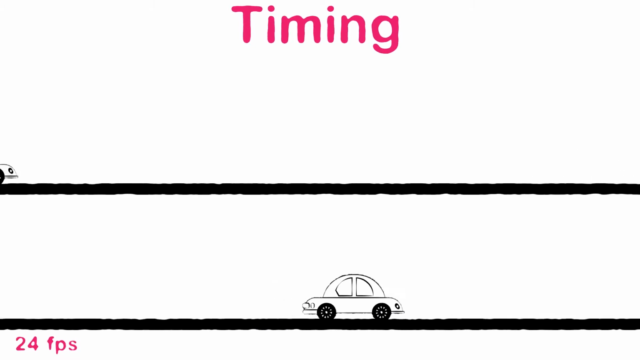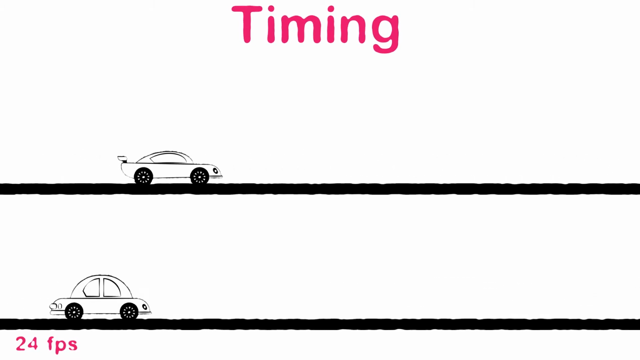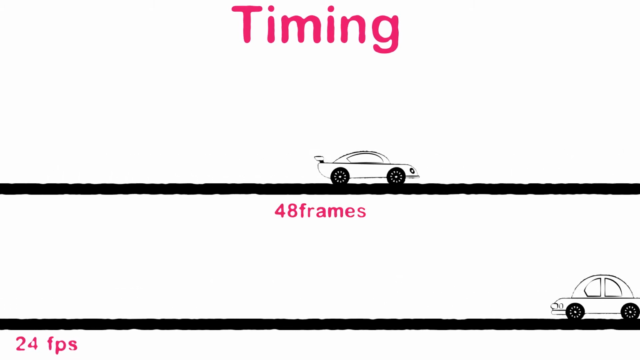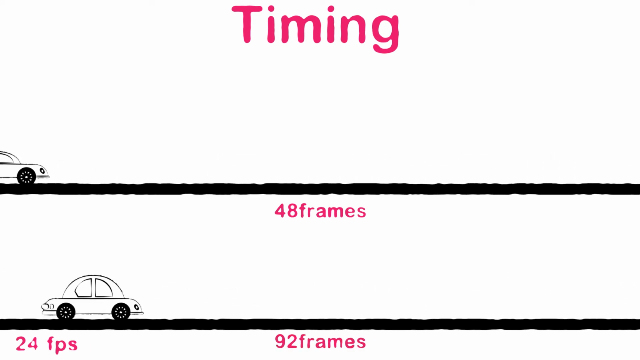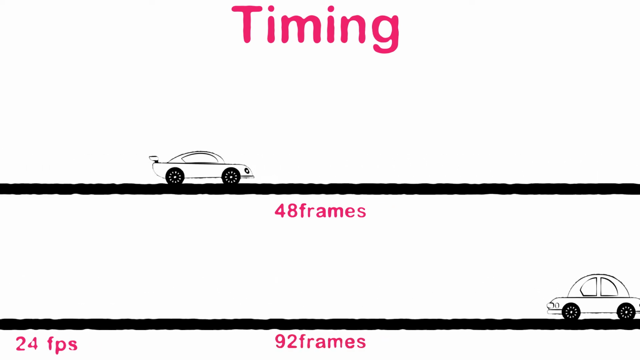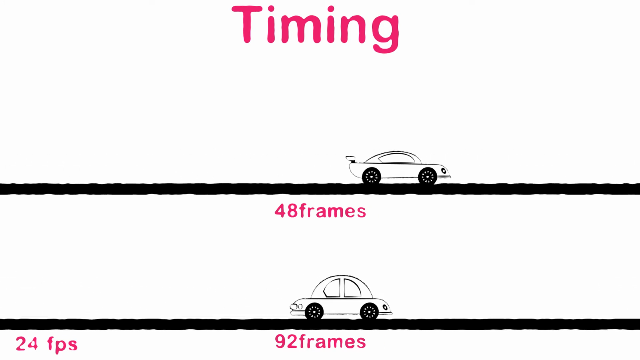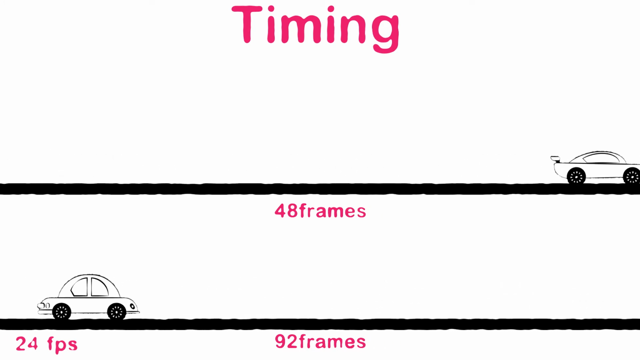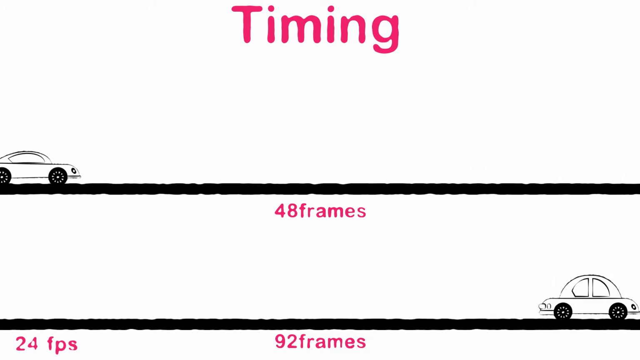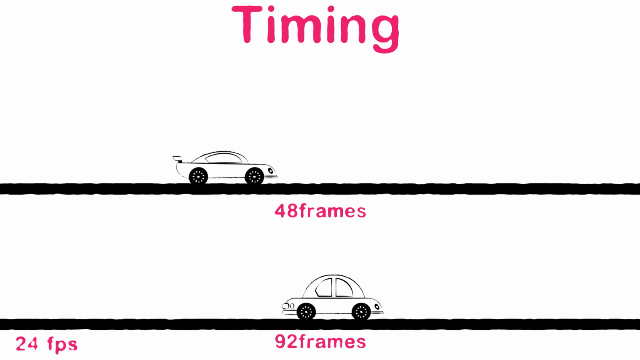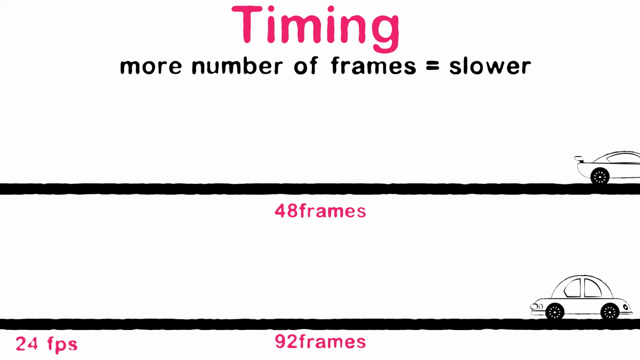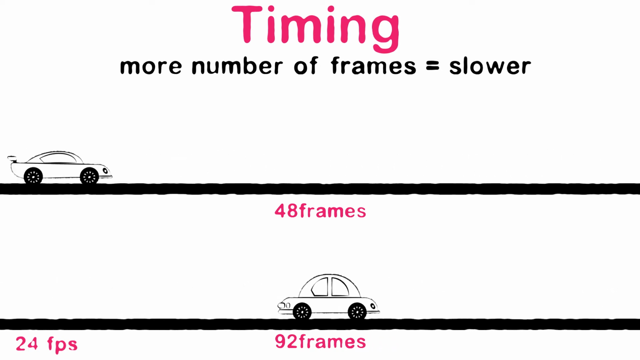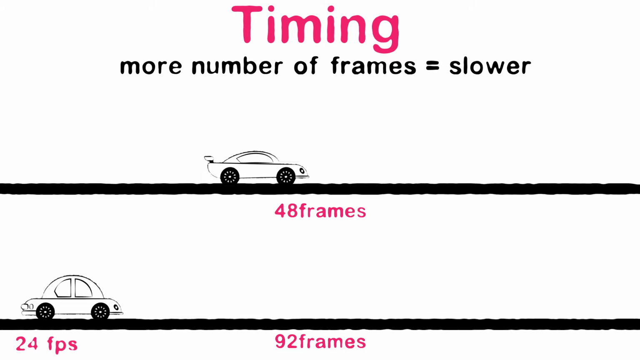Now in the first car animation, it's taking 48 frames of screen time and the second one is taking 92 frames of screen time. So by increasing the number of in-between frames, you can see the action seems slower. So from here we can conclude that the more frames the action takes, the slower it will appear. Now, timing is not all about the speed.